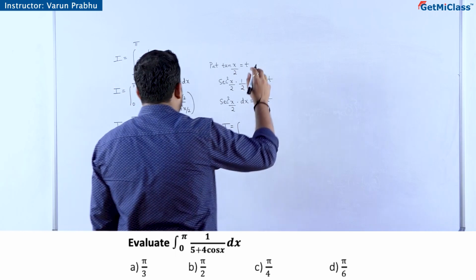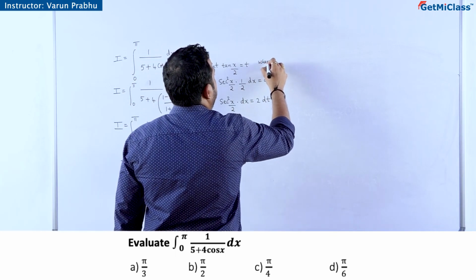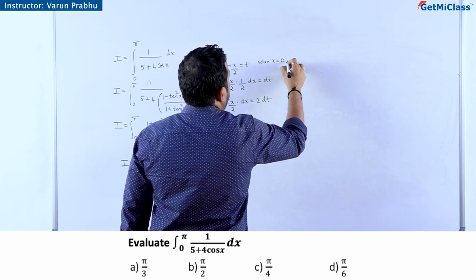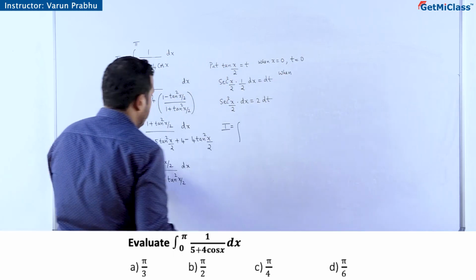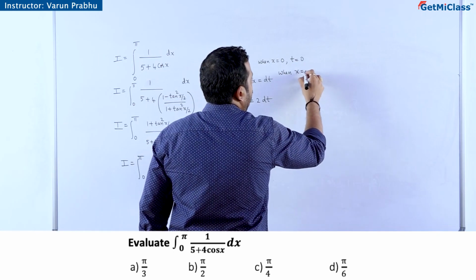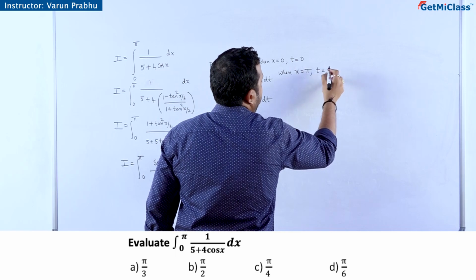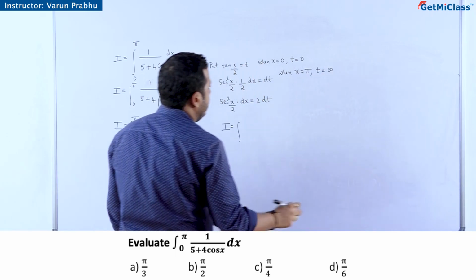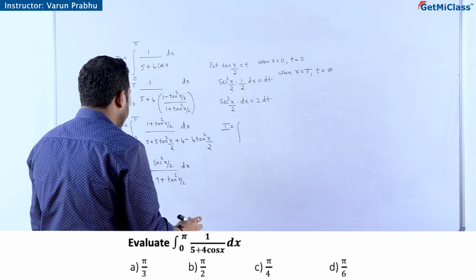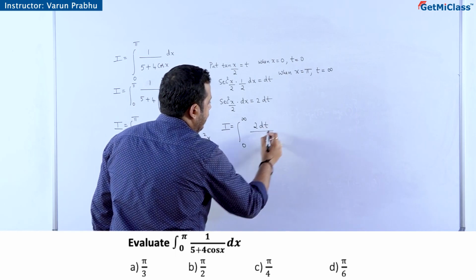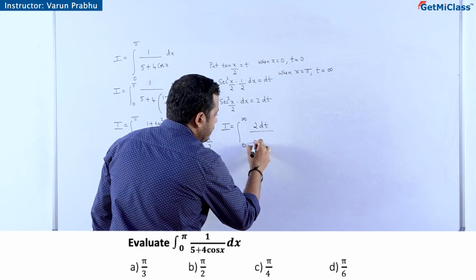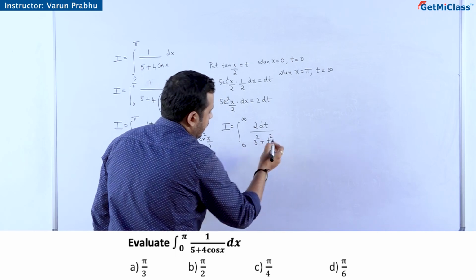When x is 0, t is equal to 0, correct? And when x is equal to pi, t is equal to tan 90. Tan 90 is how much? Infinity. So your integral here will be from 0 to infinity, 2 times dt divided by 9, which can be written as 3 square plus t square.